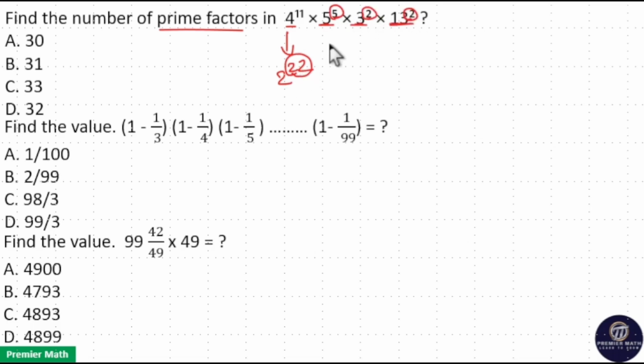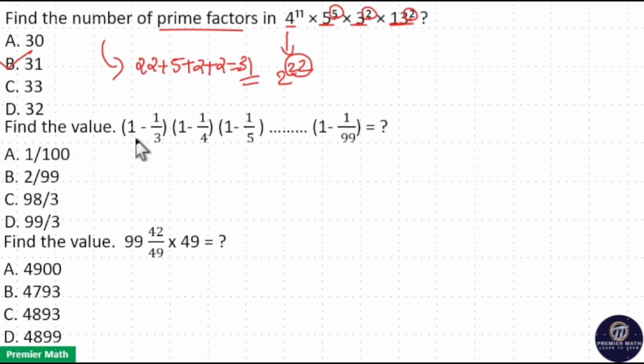That is here 22 plus 5 plus 2 plus 2 is equal to 22 plus 9, which is 31. Option B is your answer.